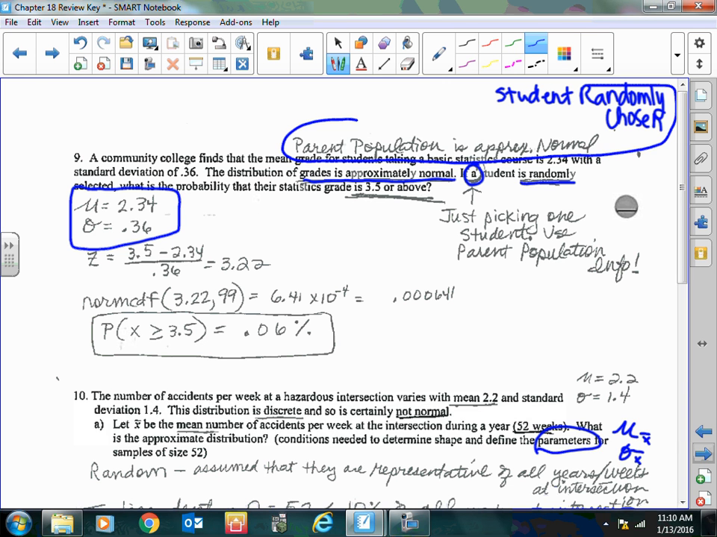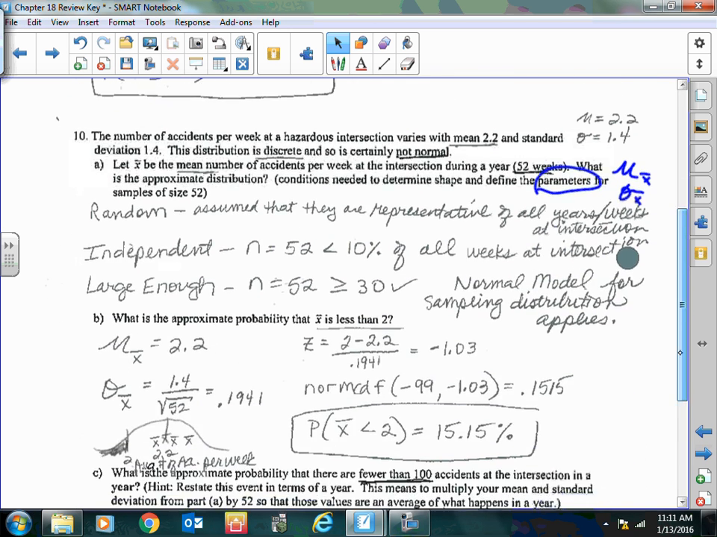It's kind of like when we conclude our conditions and say the normal model applies. So this has to be written, and I think it's good practice to do the random. On the independent one, I don't really think that's necessary, because what are you saying? One is less than 10% of all students? I guess. I don't know what it matters. But anyway, random and the fact that it's normal are essential still. Okay? All right.